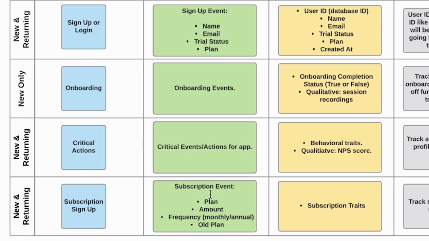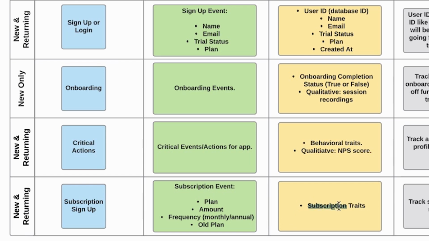Typically, for that event, we're looking at things like what's the plan they're on, what's the amount, the frequency. Sometimes it's even helpful to track the old plan if they're upgrading or downgrading, and that can give you a way to then track how many people are upgrading or downgrading, what's the most typical upgrade, downgrade path, and so on.